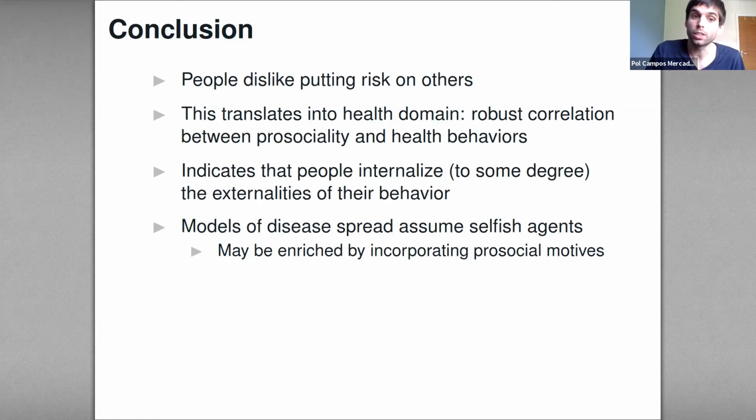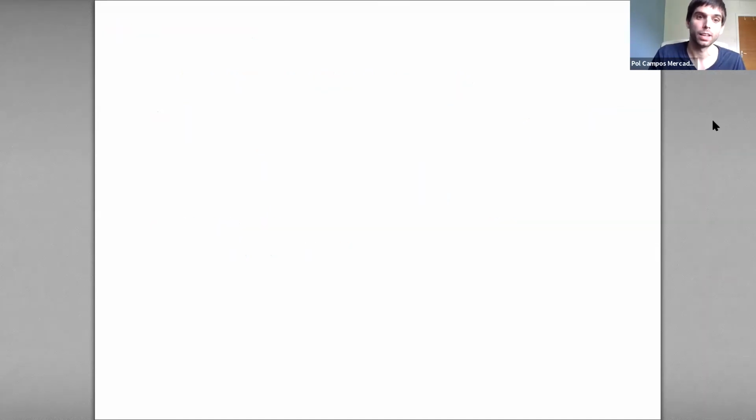What we see is that these models may be enriched quite a lot by incorporating pro-social motives, by incorporating agents who also worry about others and care about others. And the predictions might be very different. This is not only important academically, but also policymakers are making their decisions on lockdowns and regulations based on the predictions of these models. So updating these models and including this dimension might end up changing the policy that we see.